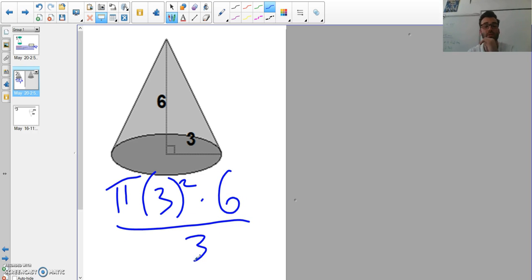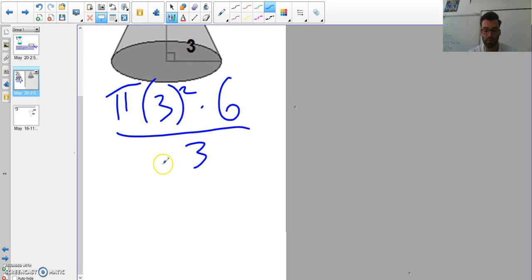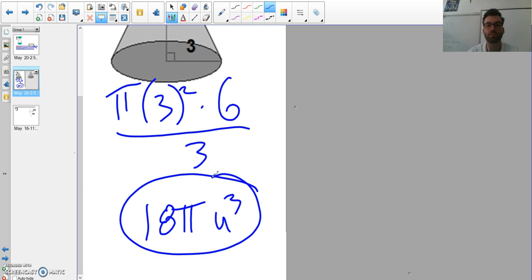All right, you should have this as your setup. Pi 3 squared times 6. 3 is your radius of your base. 6 is the height of the shape because it drops down from the vertex. All right, and you should have gotten 18 pi units cubed for this one.